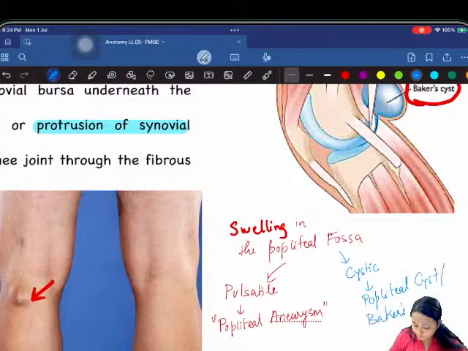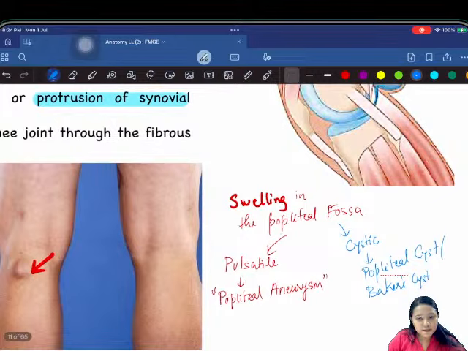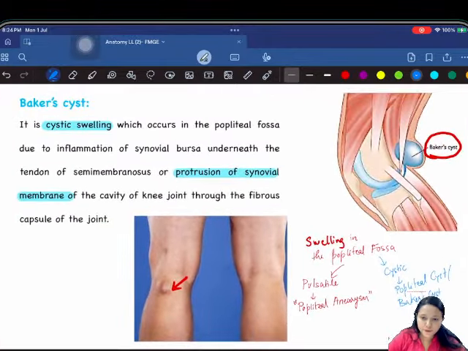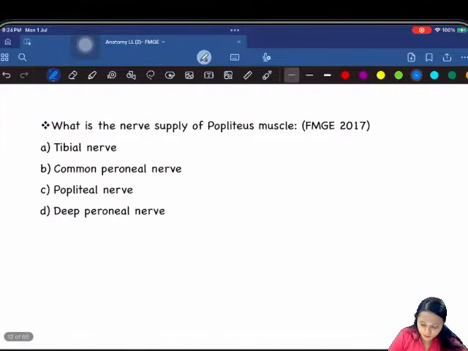Okay, so those are the differential diagnosis. If the swelling in the popliteal fossa is pulsatile, then it is a popliteal aneurysm. If it is cystic, then it is a Baker's cyst or popliteal cyst. Alright, so I hope now it is clear to you. Now let us attempt some questions.